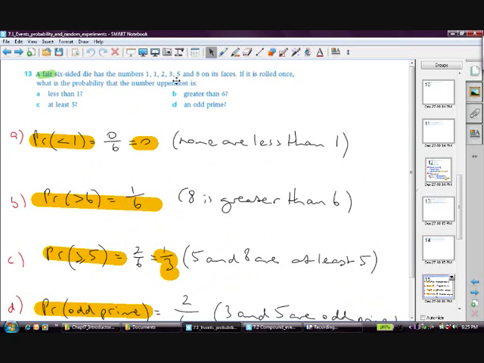In here, here's a die with these numbers on them. What's the probability of being less than 1? Well, there are none that are less than 1. So it's 0 out of 6 possibilities, 0 out of 6. What about greater than 6? Well, there's only one number greater than 6, so that's 1 out of 6, and so on.